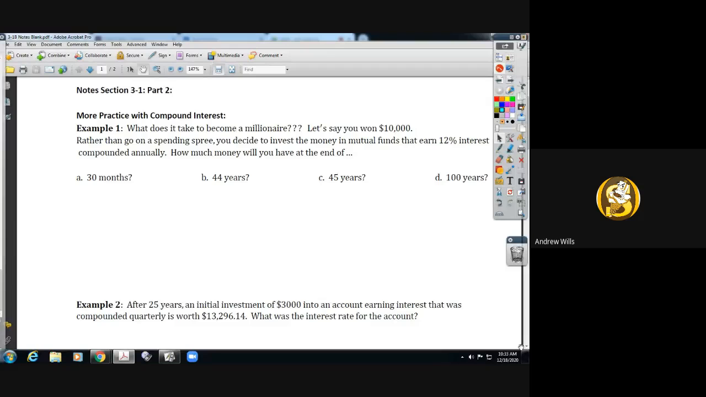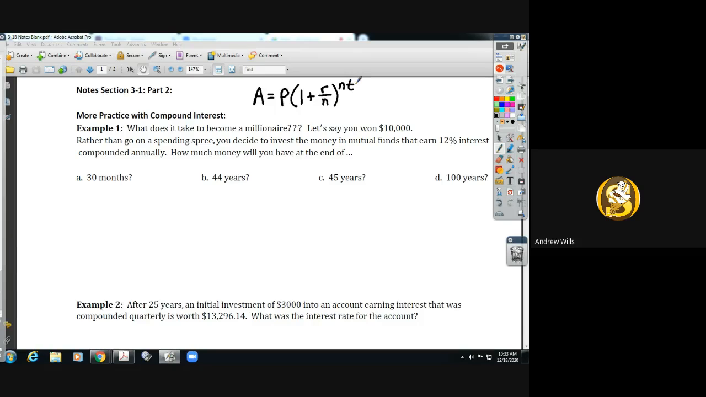Okay, folks, we are continuing our discussion of Chapter 3, Section 1, which covers exponential functions and compound interest. We talked fairly deeply yesterday about the compound interest formula, and we're going to continue to work with it to start today.